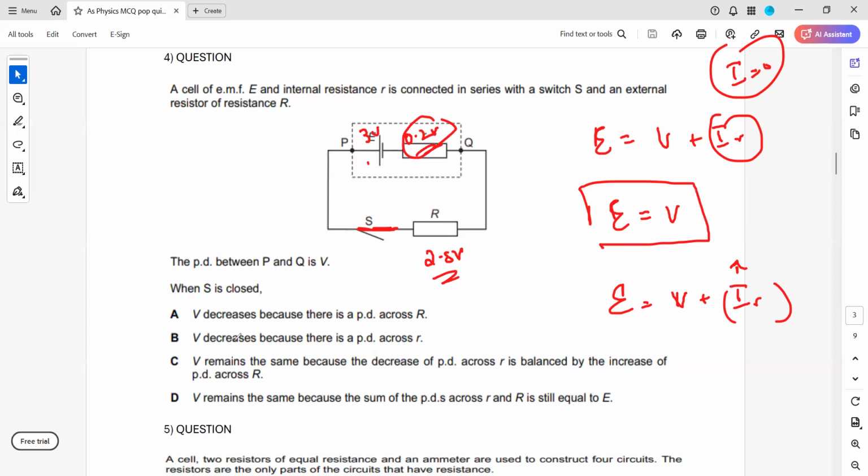So V will decrease, because the potential across R is decreasing. And why is the potential across R decreasing? Because there is more voltage across the internal resistance.